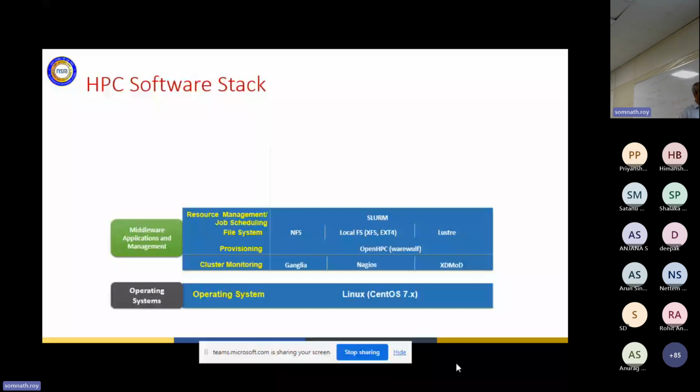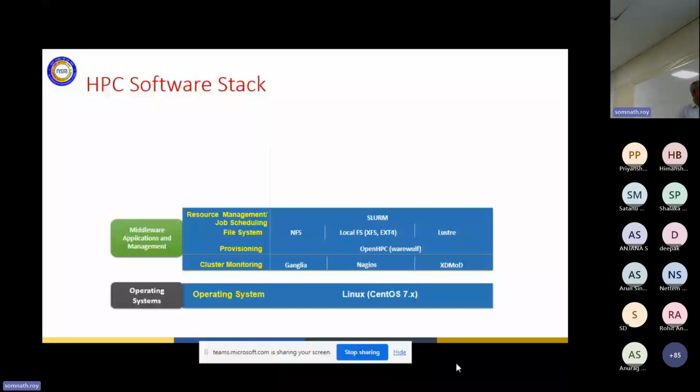The server gets to know these things. Ganglia, Nagios, XTMod, these are some of the standard cluster monitoring tools which tell what a particular node is doing, whether it is up and running, whether it has been assigned to one of the jobs. When the job finishes, the cluster monitoring tool gets to know that. This will work with the provisioning tool like OpenHPC.